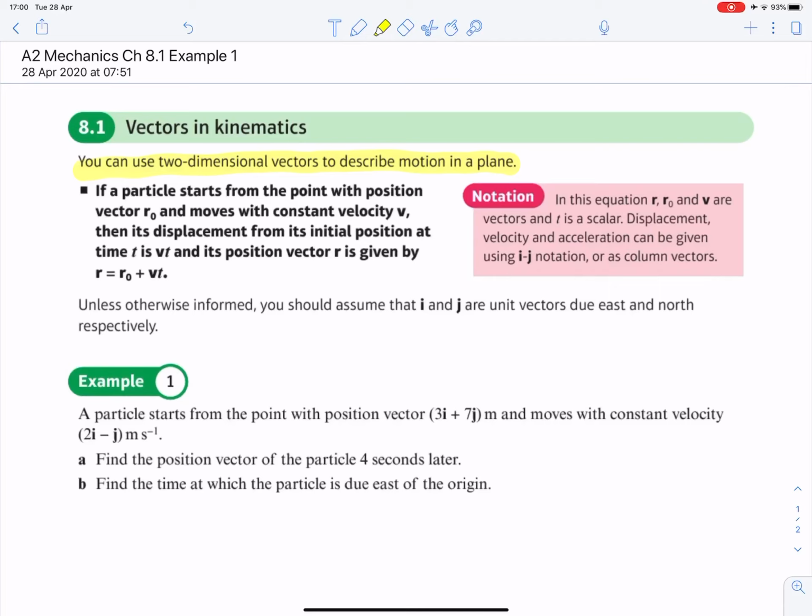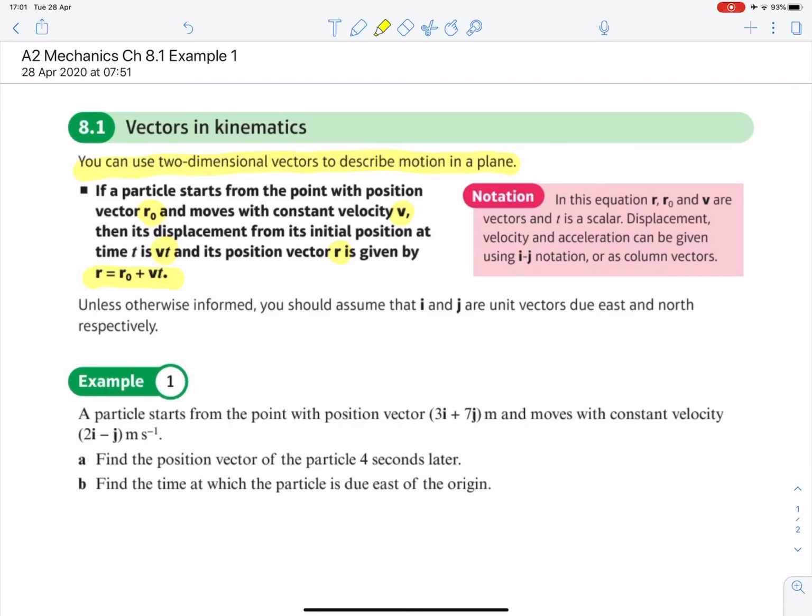And we're told here if a particle starts from the point with position vector r0, so that's its starting position, and has a constant velocity v, then its displacement from its initial position at time t is vt. So vt is how far it's moved. Its position vector r is now given by r0 plus vt. In other words, its position relative to the origin, r, is equal to its starting position, r0, plus how far it's moved, which is vt.